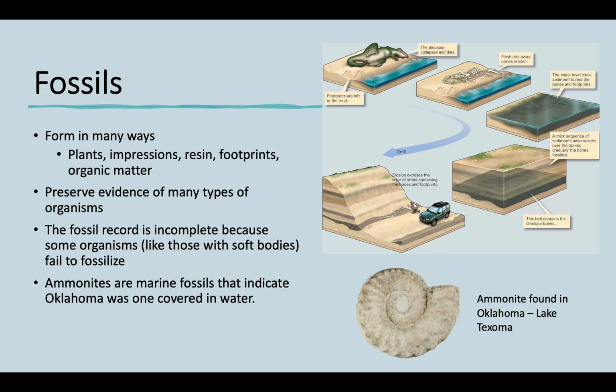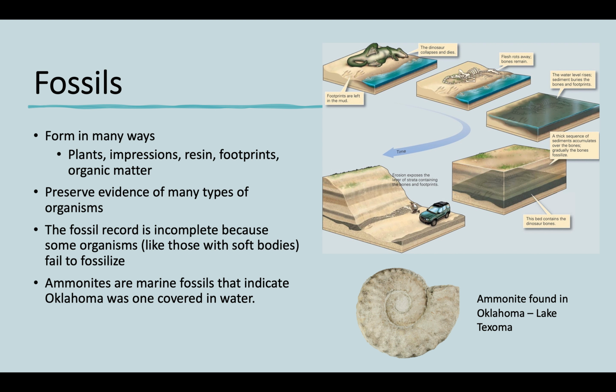In this slide, we're talking a lot more about fossils. Fossils can form in many ways. Plants, impressions, resin, footprints, and organic matter can all form fossils. They preserve evidence of many types of organisms from our past. The fossil record that we currently have is incomplete, the fossil record meaning all of the fossils that we've found up to this point from these different eons and eras. Organisms like jellyfish that have soft bodies will fail to fossilize. So we'll never have a complete fossil record based on that fact.